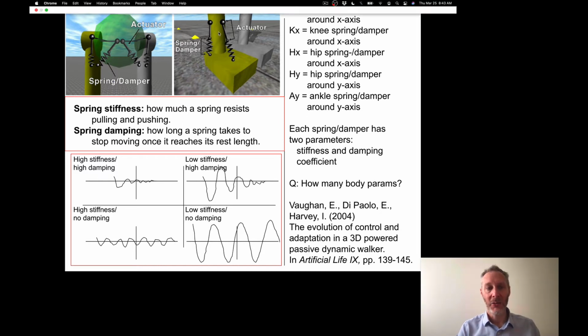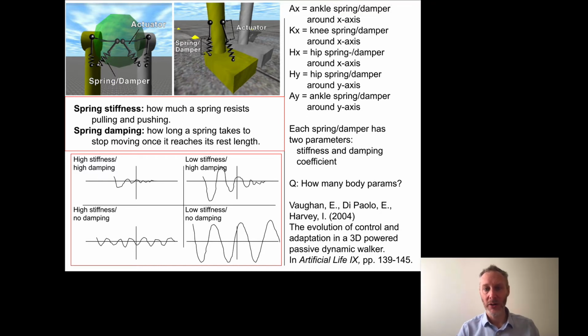So we have 1, 2, 3, 4 springs, and the fifth one that's not shown here is another spring around the knee, which is causing the knee to stay at about 180 degrees. And any movement away from this, the spring will pull it back. So we have a total of 5 springs: 2 in the hip, 2 in the ankle, 1 in the knee, 5 on one leg, and 5 on the other.